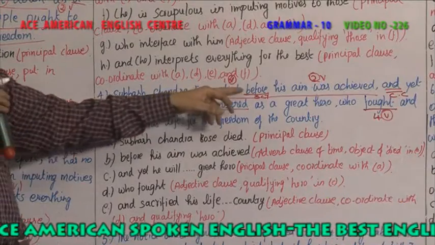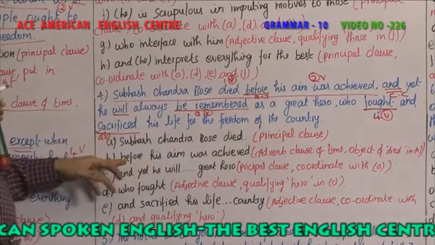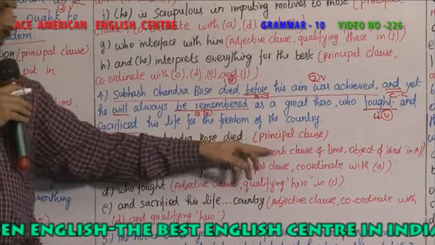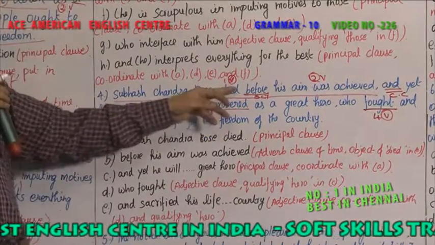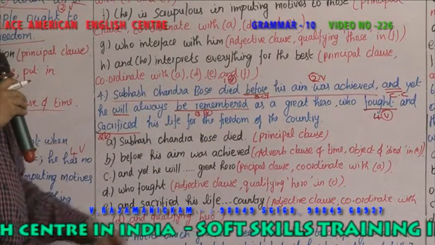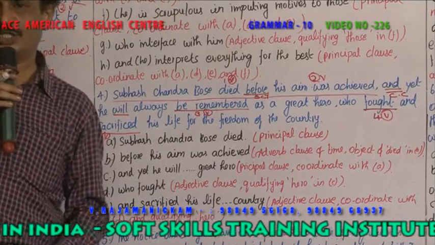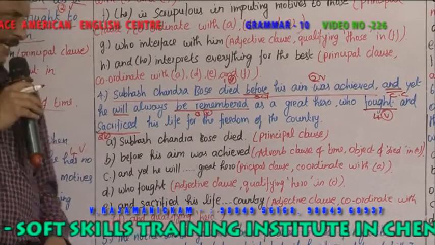When did he die? Before his aim was achieved. Before his aim was achieved is an adverb clause of time of died. You ask when did he die? And it becomes before his aim was achieved. So it becomes an adverb clause of time, right?